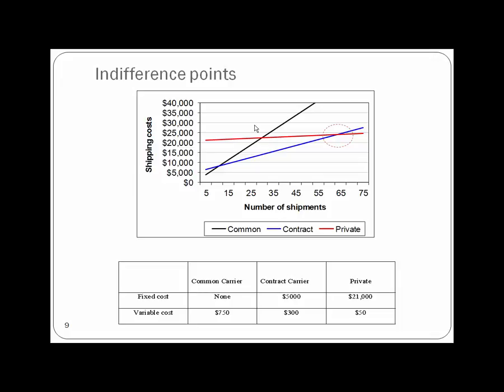On the other hand, if we're going to make more than 70 or so, then maybe we need to be leasing a truck. Maybe we need to go with the private option. Anywhere between roughly 12 and what looks to be about 67, a contract carrier seems to be best. And in fact, I can get even more precise by saying, where is the point at which these cost curves cross? So let's look at this at one point right here in more detail.